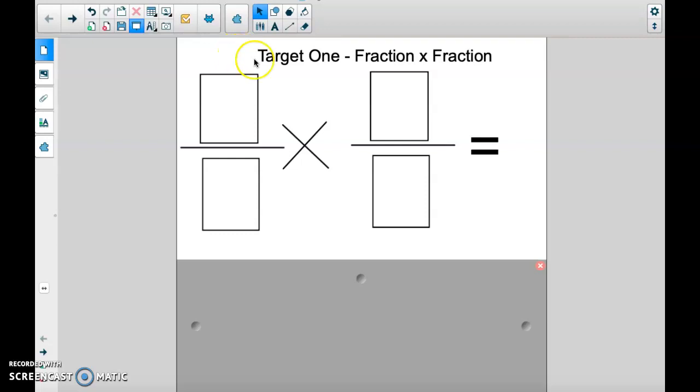So today we're going back to Target 1, like we did last week, but as you can see, today's focus is we're changing the game a little bit. It's going to be a fraction times a fraction, right? So that's literally the only thing we're changing about the game.